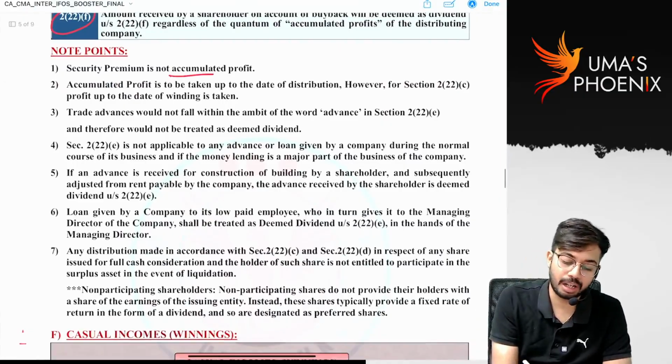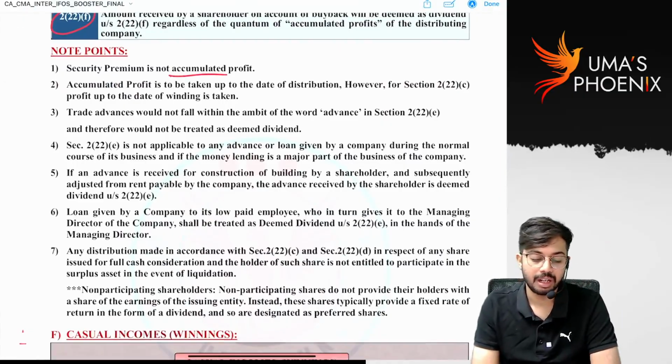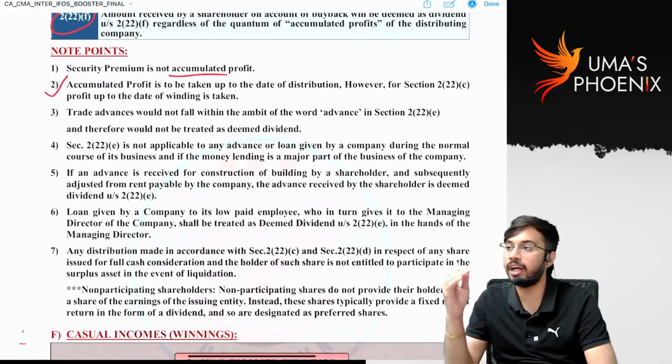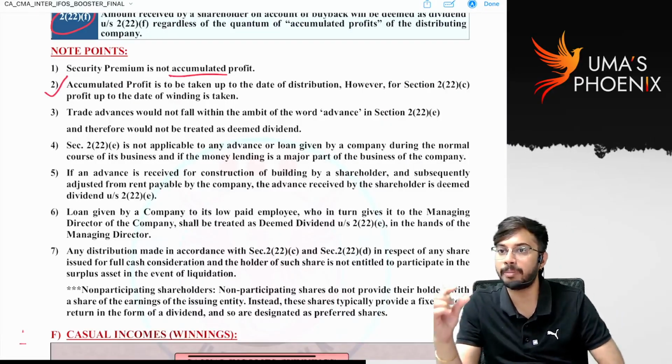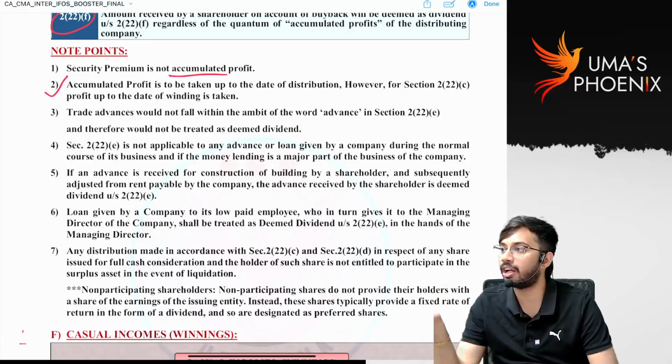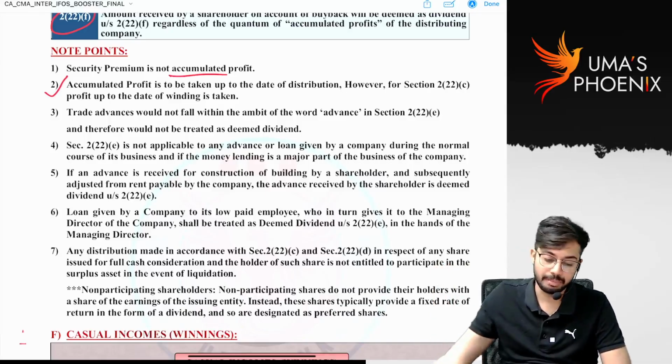Securities premium is not an accumulated profit, and this point I have already explained. Up to the date of liquidation, whatever the accumulated profit is there, only that is considered as deemed dividend. Profit after the date of liquidation will not be treated as deemed dividend.